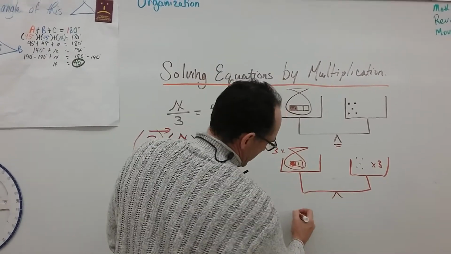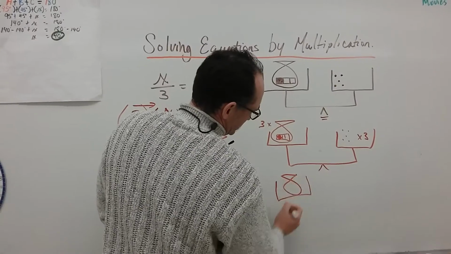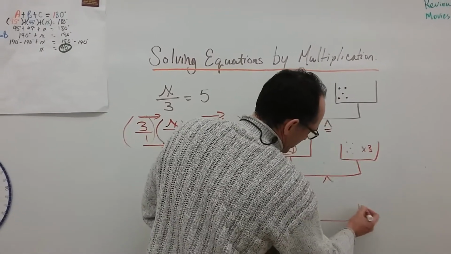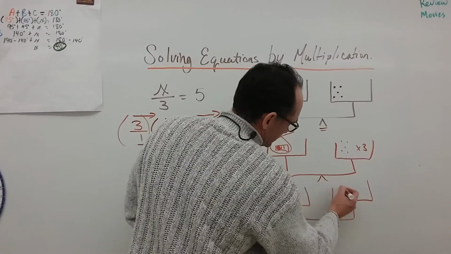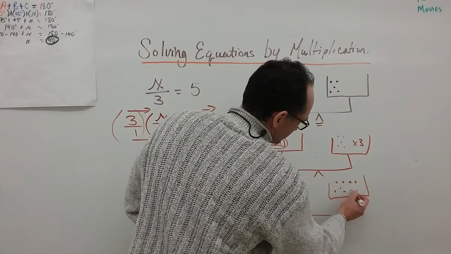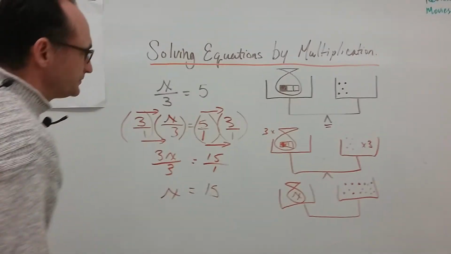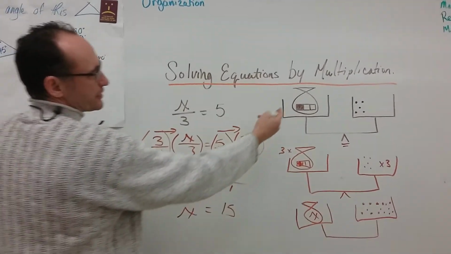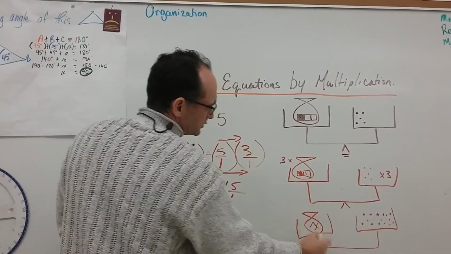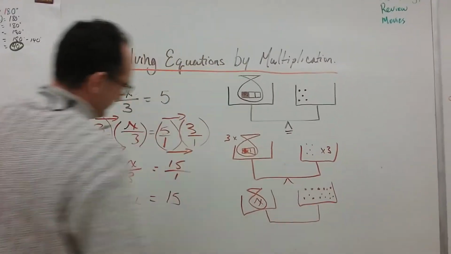So this now becomes 1 bag of candy, marked x. And over here you have the 3 times 5, or 3 groups of 5, which becomes 15. So basically you're taking a third of a bag and you're multiplying it by 3 to make it whole, which means you take the 5 and you times it by 3 to get 15.